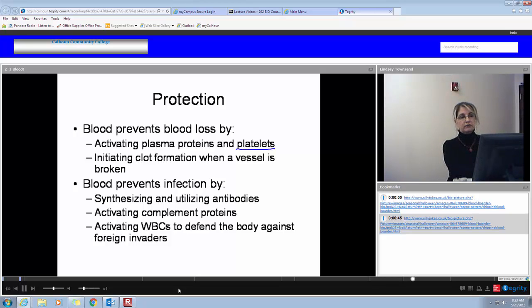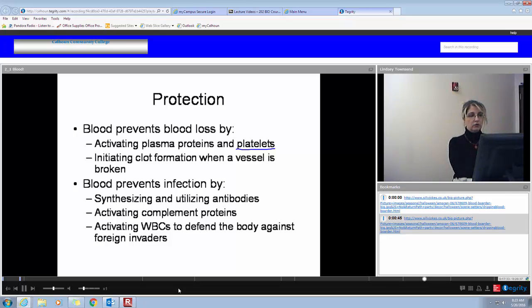Platelets serve as a trigger for the clotting function. So the platelets are going to start this entire clotting function, and that prevents excess blood loss. So when a blood vessel is broken, whether it be ruptured in an accident or a cut or a surgery or whatever it is, the platelets are going to begin the clotting mechanism and help to prevent excess blood loss. So you can bet preventing excess blood loss is certainly protective.